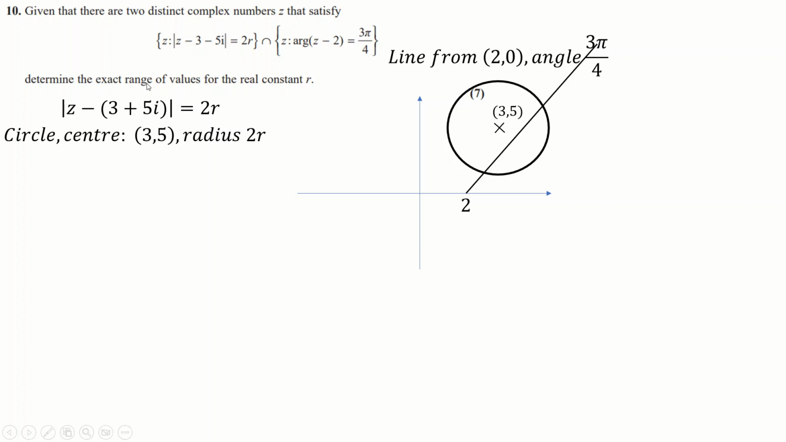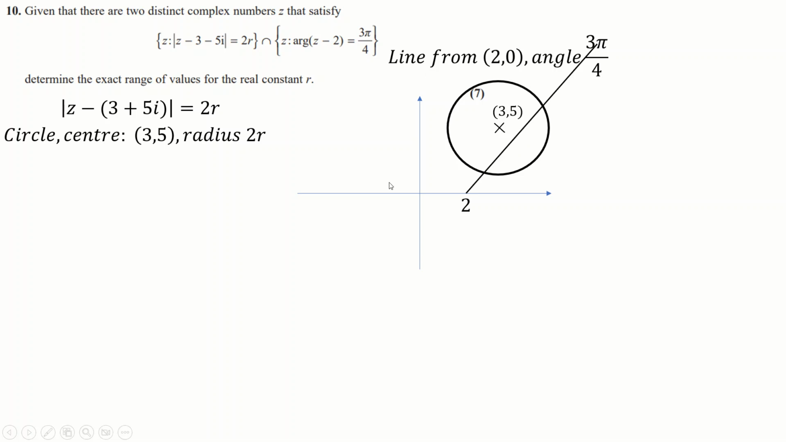And now this apparently has 2. We need to be on this circle, and we also need to be on the line. So right now there are 2 complex numbers that do that, right? Here and here. And we need to find the range of values for r, which is, when you edit the circle to make it bigger and smaller, what range of values can we change it to always have 2 roots?